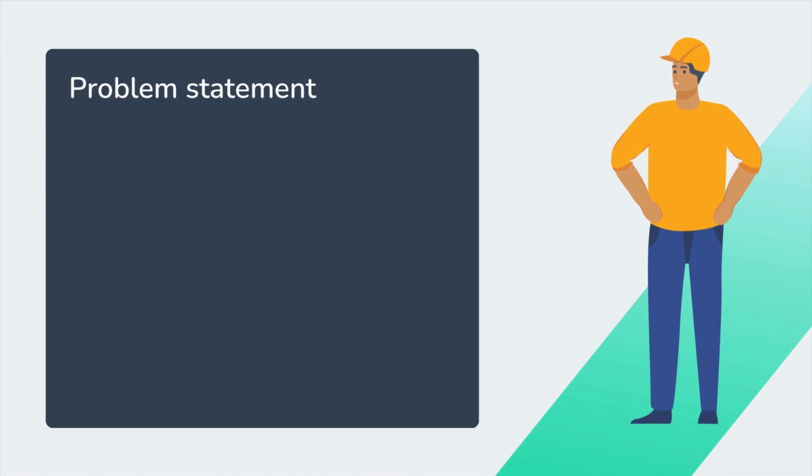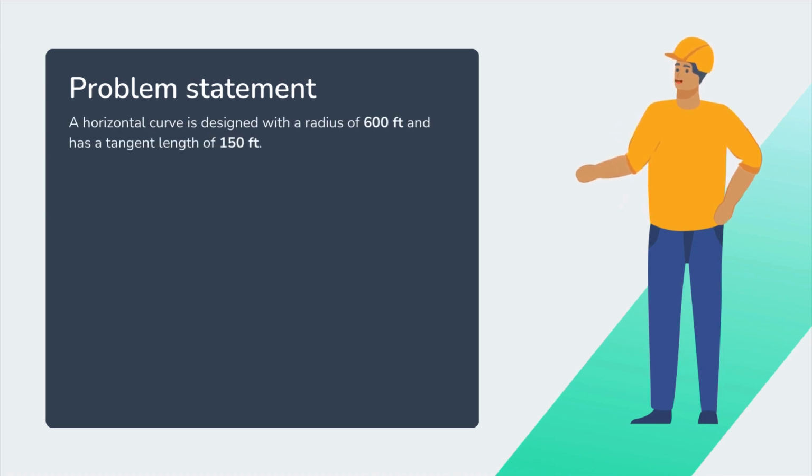The problem states the following. A horizontal curve is designed with a radius of 600 feet and has a tangent length of 150 feet. The PI is at station 200 plus 00. We're going to try to solve for the stationing of PT.